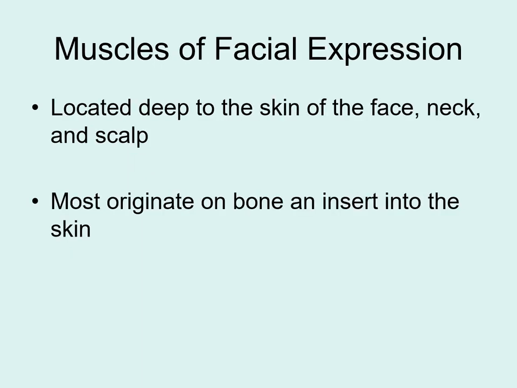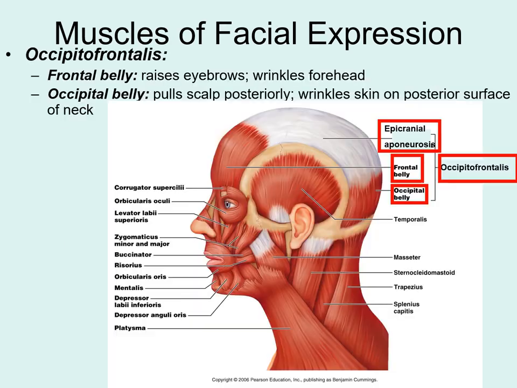So the muscles of facial expression, they're usually located deep to the skin on the face, the neck, and the scalp. Most will originate on the bone and insert into the skin. So that's why you see the movement of the skin. The occipitofrontalis, the frontal belly of this raises the eyebrows and wrinkles that forehead. The occipital belly is going to pull the scalp back and wrinkles the skin on the posterior side of the neck.